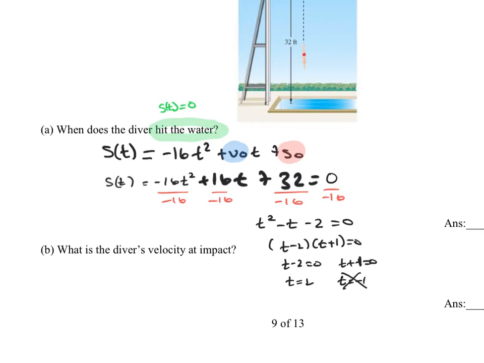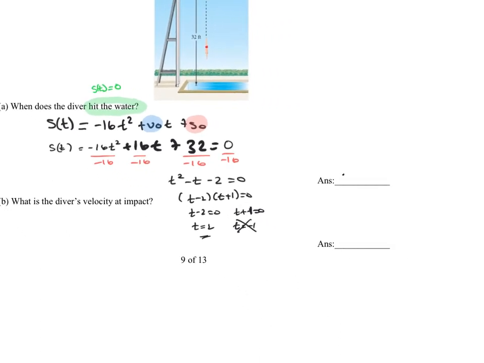T is the amount of time, so negative 1 second doesn't make any sense here. We need a positive number of seconds. So when does the diver hit the ground? The diver is going to hit the ground exactly at 2 seconds. Pretty cool. We can actually figure that out.